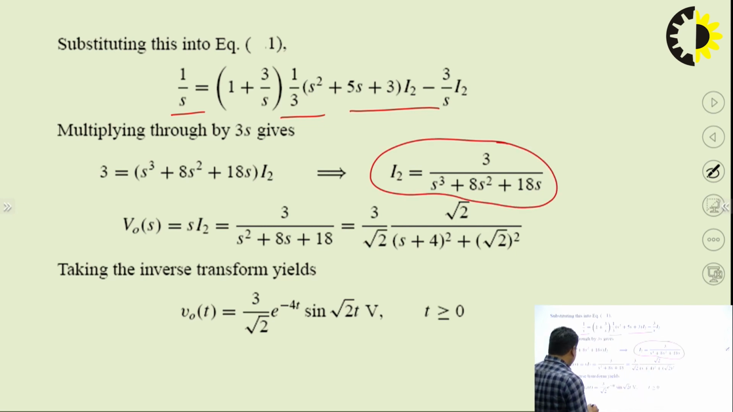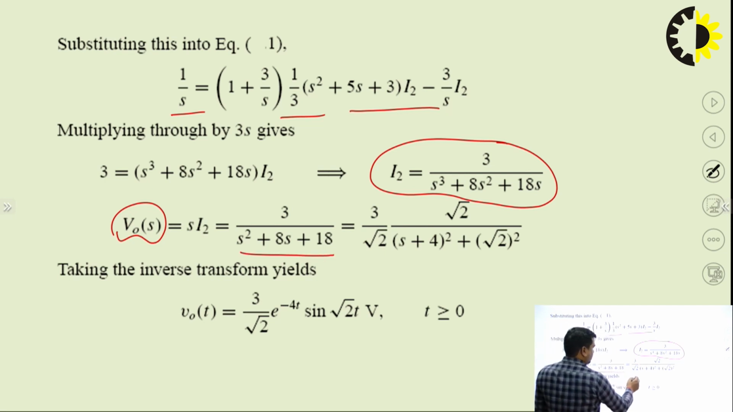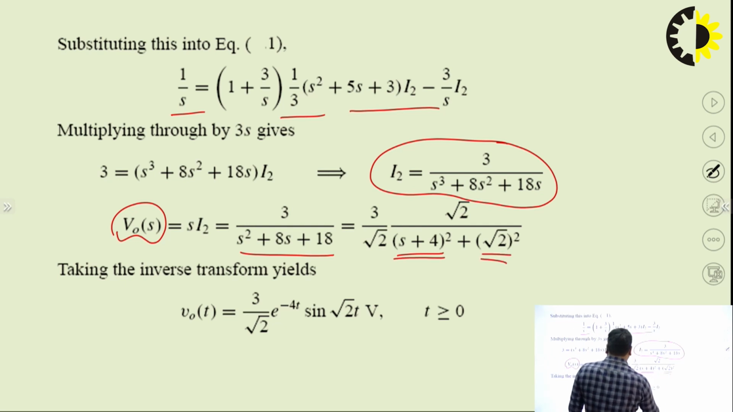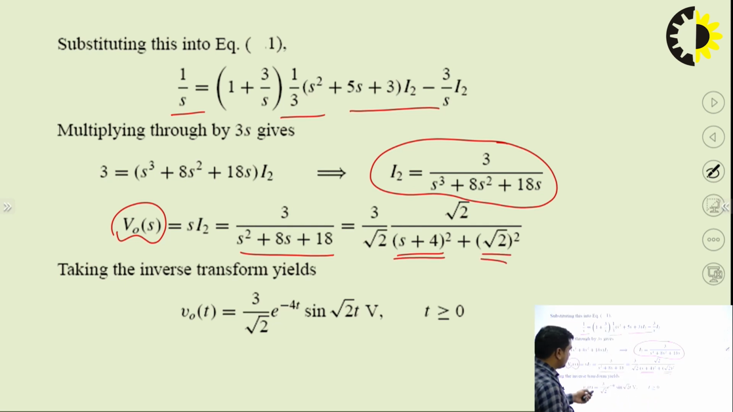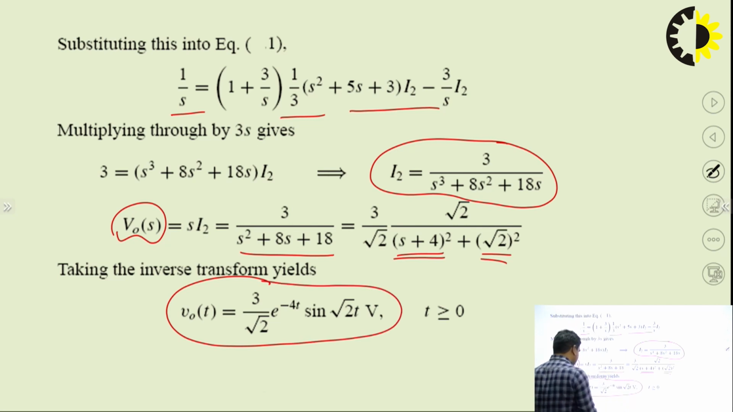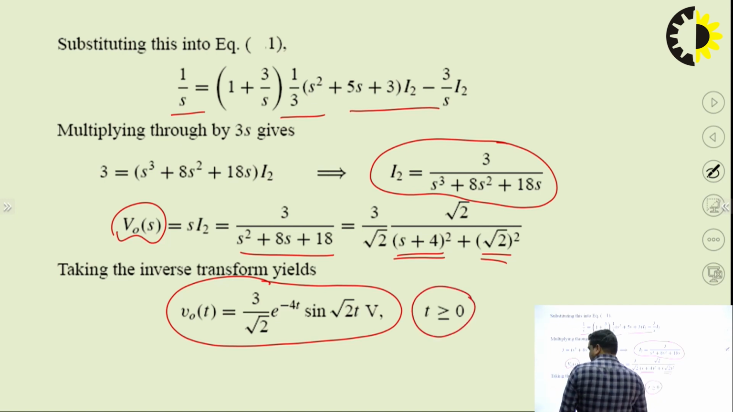And what is V_o(s)? That is s times I2, and that becomes this one. We can elaborate this expression as s squared plus 8s plus 18, that is (s + 4) squared plus root 2 squared, and after taking the inverse Laplace, V_o(t) becomes 3 upon root 2 e to the power minus 4t sine root 2t volts, for t greater than or equal to 0.